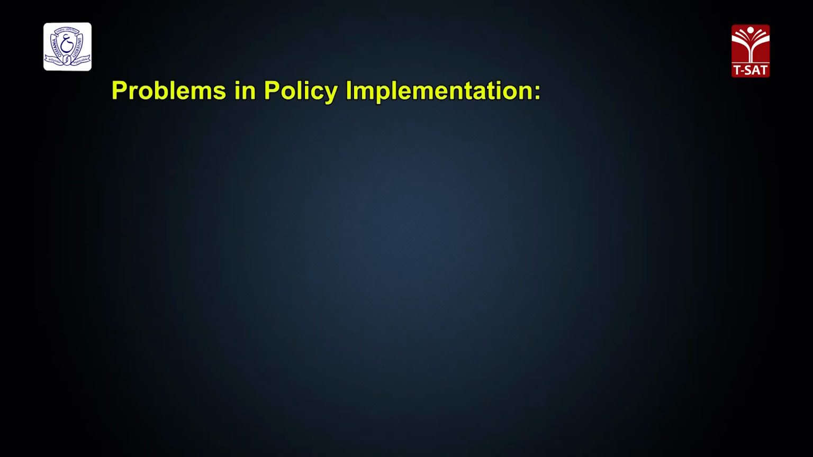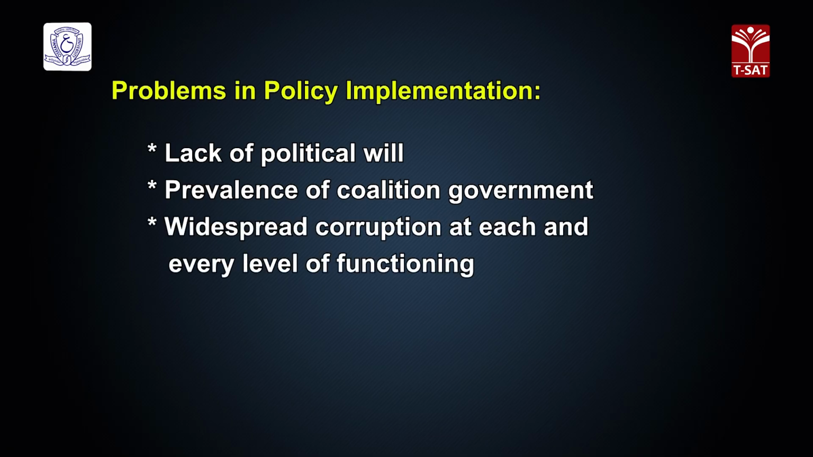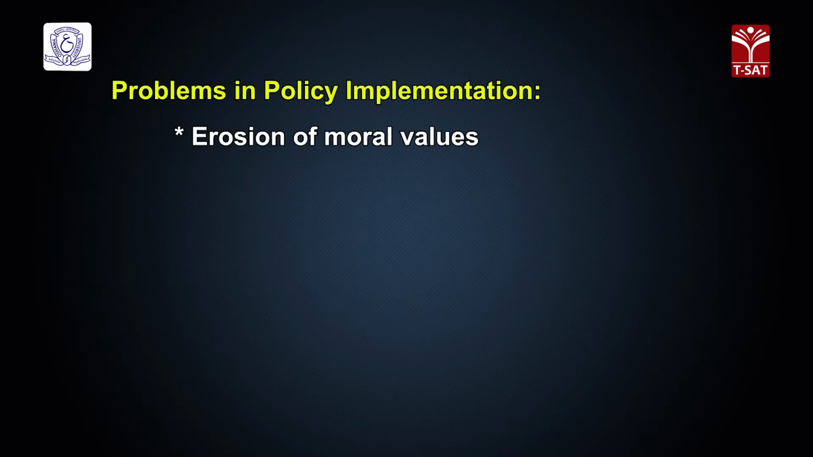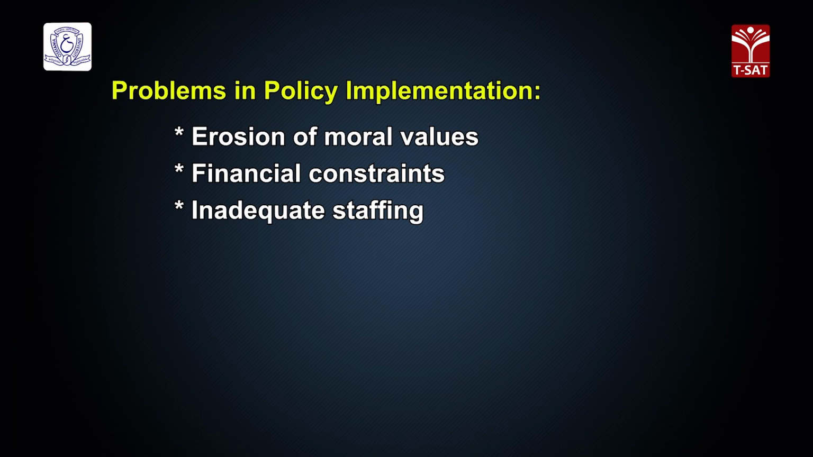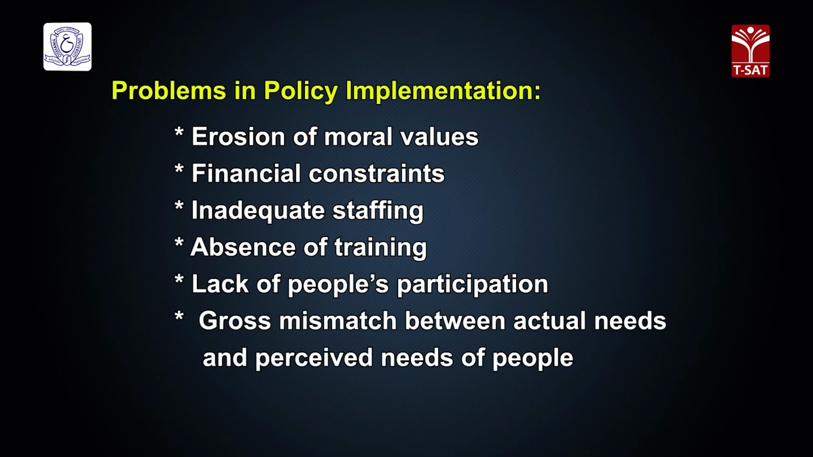Thus, there are various problems in policy implementation, and they include lack of political will, prevalence of coalition government, widespread corruption at each and every level of functioning, financial constraints, red tapism, erosion of moral values, inadequate staffing, absence of training, lack of people's participation, gross mismatch between actual needs and perceived needs of people, and delay in getting justice.